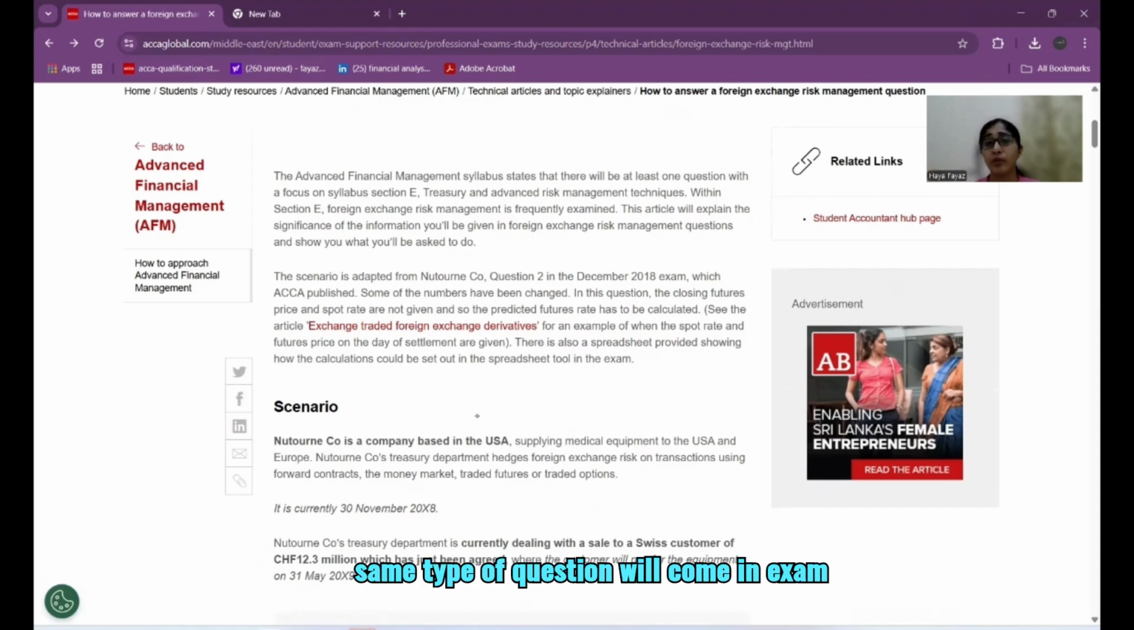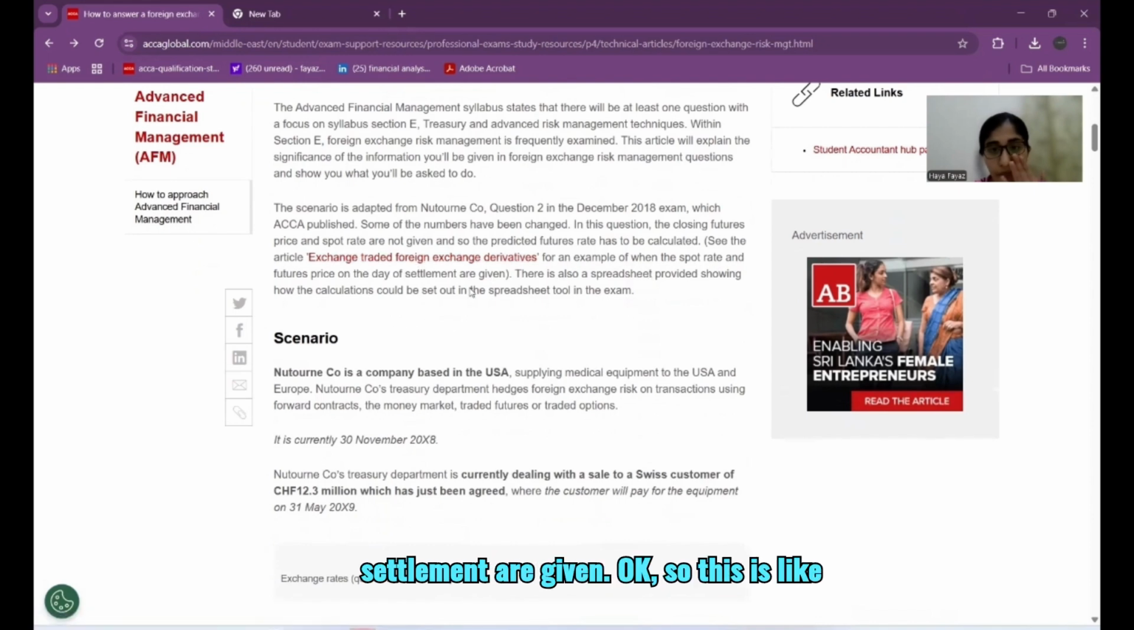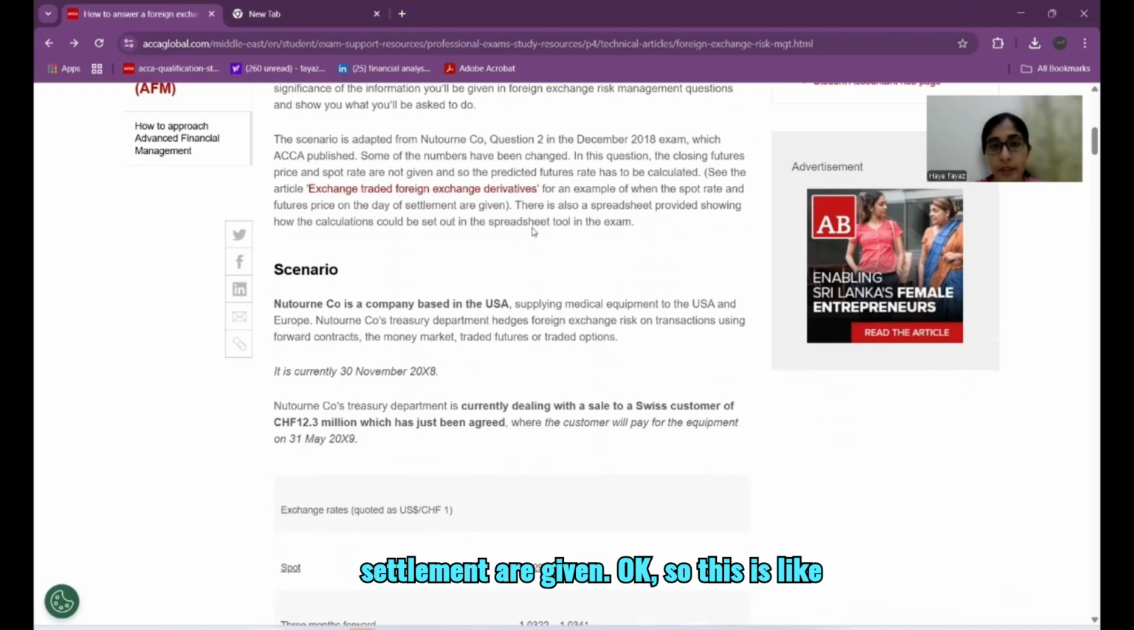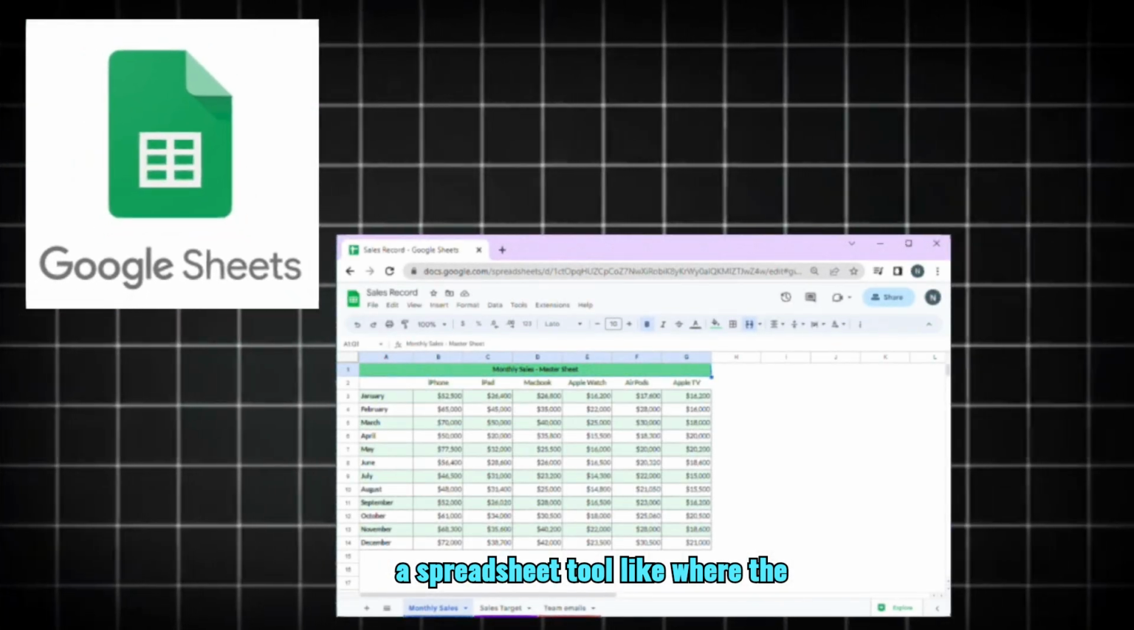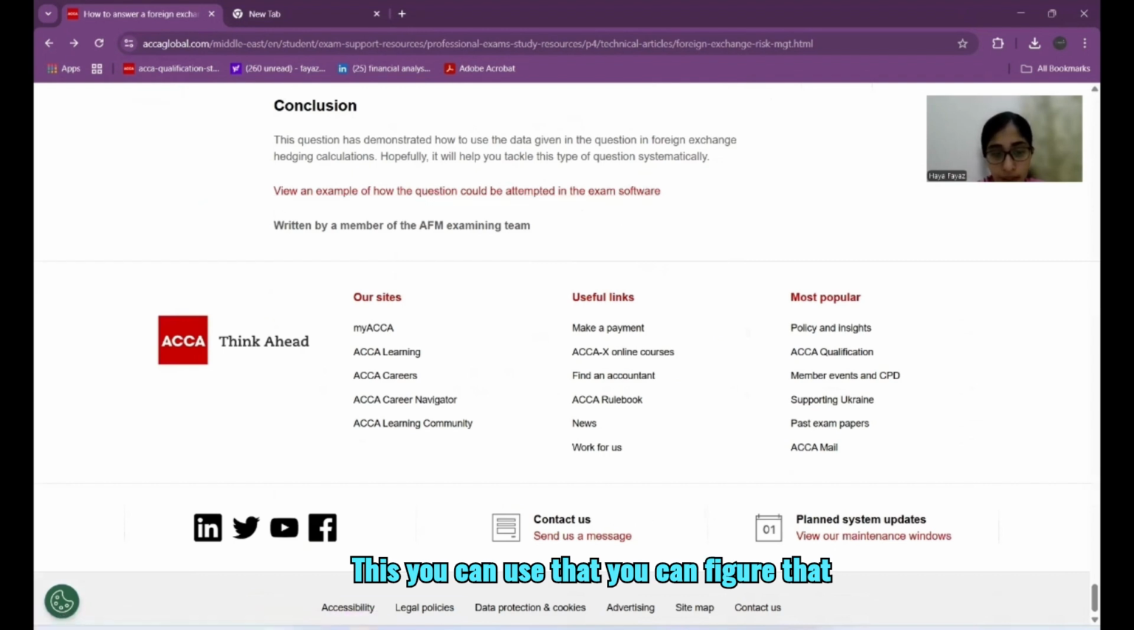Don't know whether the same type of question will come in the exam and so on. Don't overthink so much. We have tons of questions similar to each other, so you don't have to worry about this. See the article, for example, where the spot rate and futures price and the day of settlement are given. Okay, this is like a spreadsheet tool, where the calculations have been shown at the end. You can use that, you can figure that out.